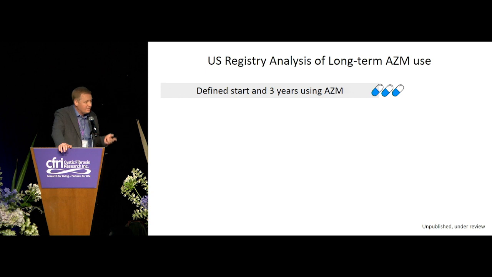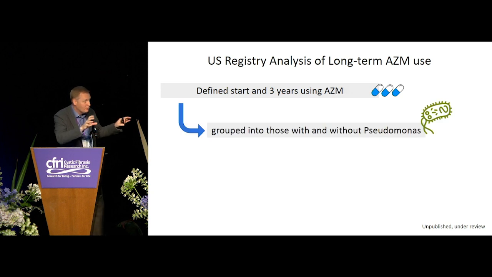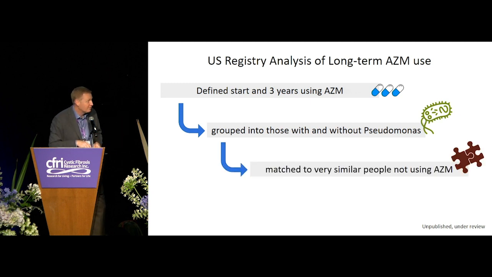We basically took those in the registry, a 10-year period ending just now, and we defined when did they start using azithromycin and stay on it consistently for 3 years. We then separated those or grouped them into those who were infected with Pseudomonas and those who were not, because they've been studied as different groups in those studies. And then we found people in the registry who looked almost exactly like them, based on a number of parameters that I'll show you. And we matched them because they were not prescribed azithromycin.